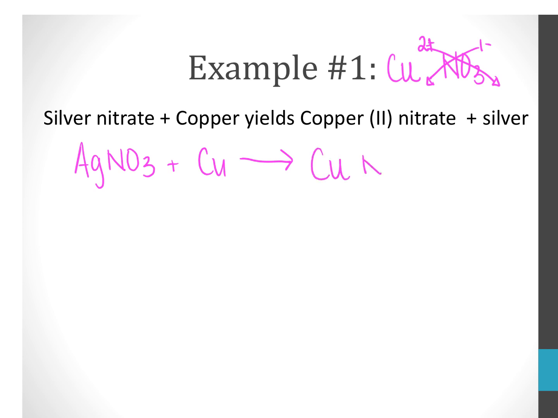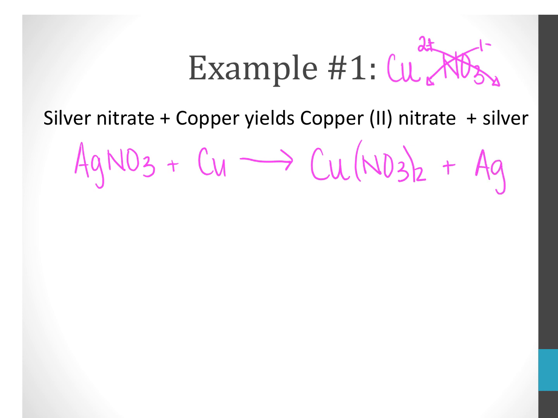So we end up with Cu(NO3)2. And what do we have to do so those two subscripts aren't touching? Okay, so parentheses. And then silver, what's the formula for silver? Ag.